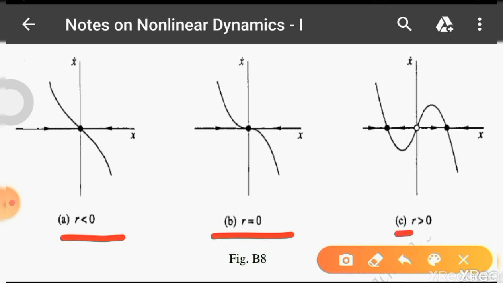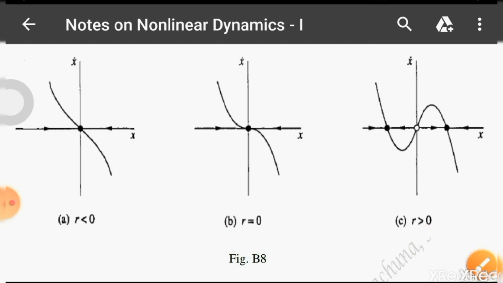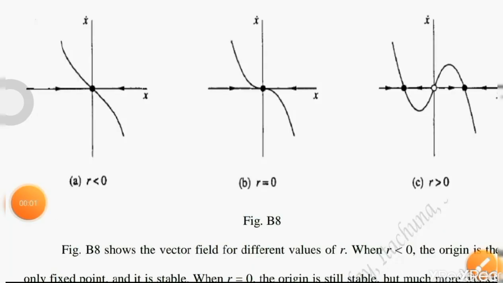But when r becomes greater than 0, then two new fixed points appear, and also the stability of the old fixed point, that is at x equal to 0, changes. Now the fixed point at x equal to 0 becomes unstable, and the two newly appeared fixed points become stable fixed points. So, here the fixed points appear in pair as the control parameter is varied. Now, we will draw the bifurcation diagram for supercritical pitchfork bifurcation.